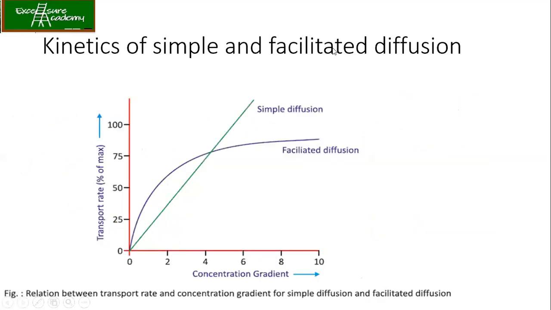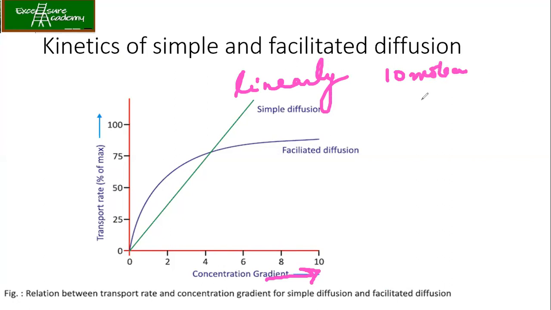So this is the kinetics of simple and facilitated diffusion, which I have just explained. Let's listen once again. You can see that in simple diffusion, as the concentration gradient increases, the graph is increasing linearly, right? What does it mean? If I initially had 10 molecules and I increase the concentration of the solute, it will keep on increasing. The more the concentration, the more diffusion will take place in simple diffusion.